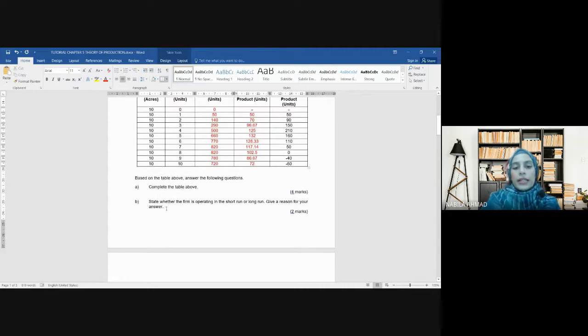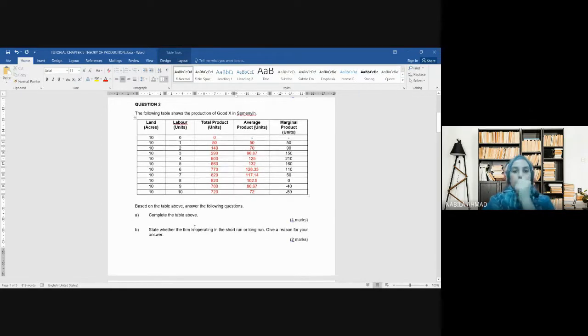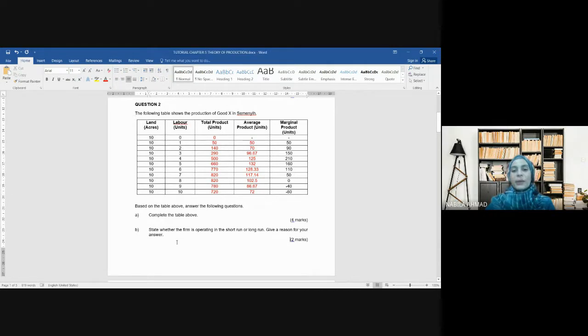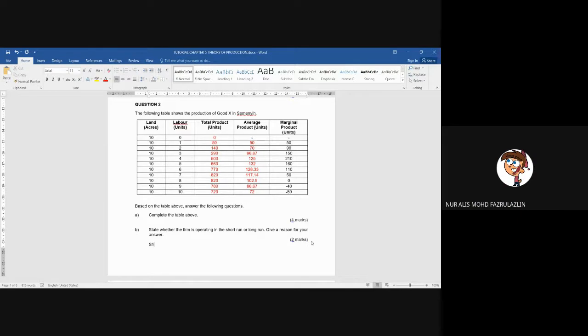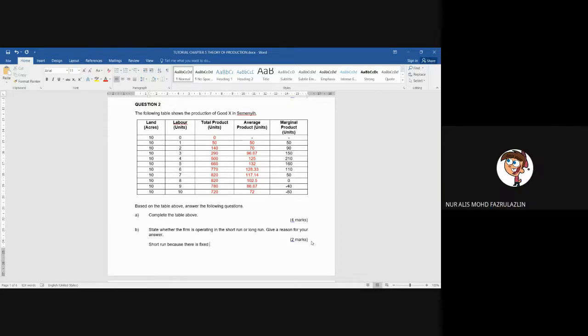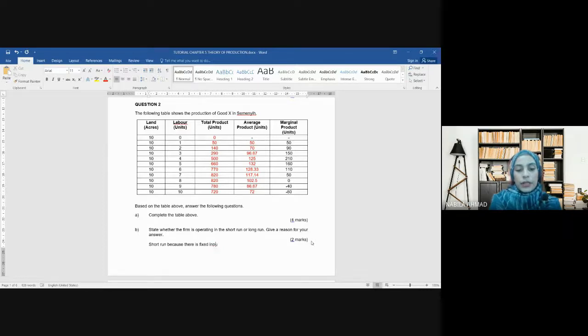Okay. Alright, state whether the firm is operating in the short run or long run. Give a reason for your answer. Siapa boleh jawab? Short run. Okay, mestilah short run kan? Okay, so kenapa agaknya short run? Land tak berubah. Okay, short run because there is fixed input. Bolehlah nak tambah which is land. Yeah, short run because there is fixed input.